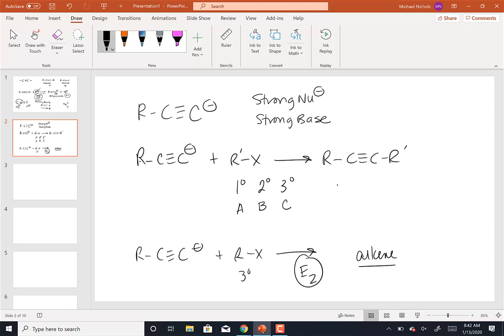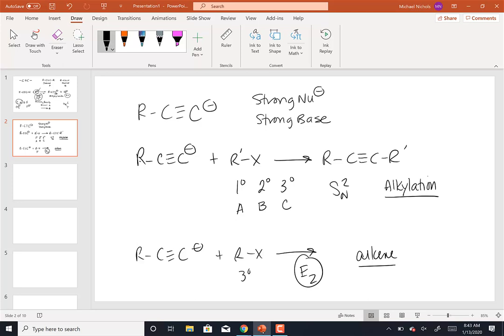So this would be an SN2 reaction. That would be E2. So with alkynyl anions, we have a choice. If we want to make another alkyne, we use an alkynyl anion and we do what is called an alkylation reaction. It's called an alkylation reaction because I'm adding an alkyl group to the molecule. That's alkylation.